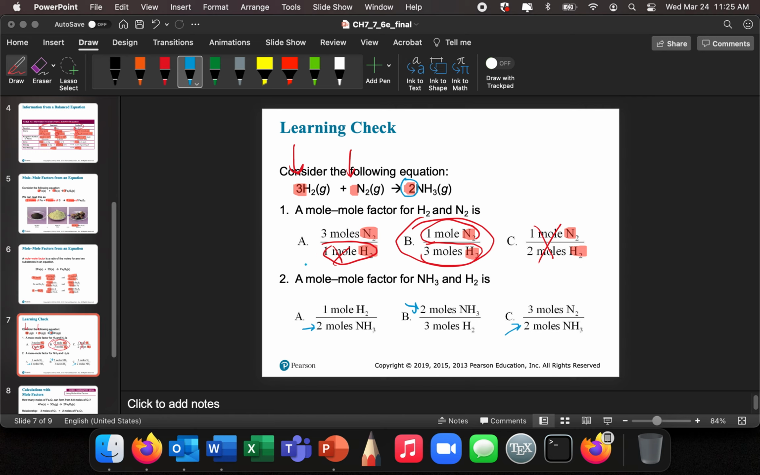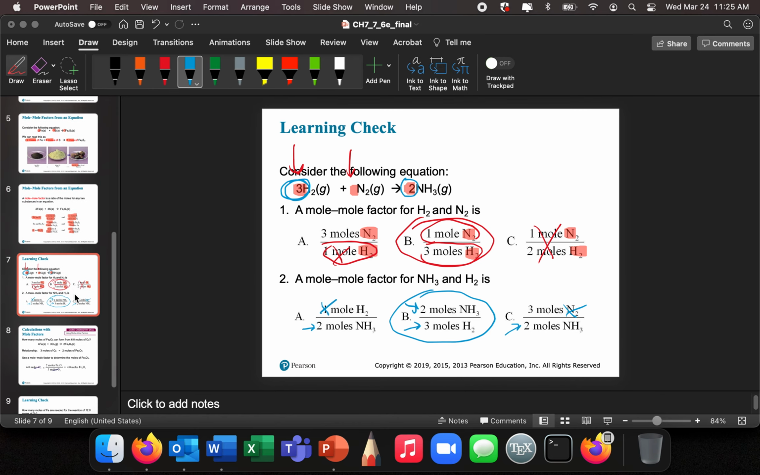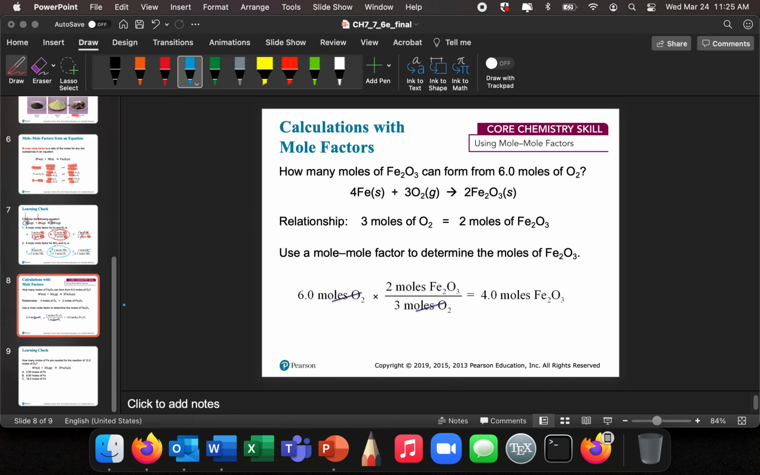And what's the one with hydrogen? Hydrogen needs to be 3 moles of hydrogen, right? So it's not that one. It could be that one. It is that one, right? There's 3 moles of hydrogen. Okay, so it is B, 2 moles of ammonia for every 3 moles of hydrogen. All right, so now let's do some calculations with mole factors.